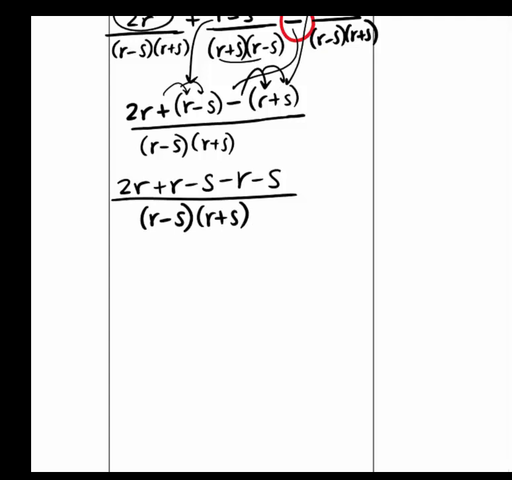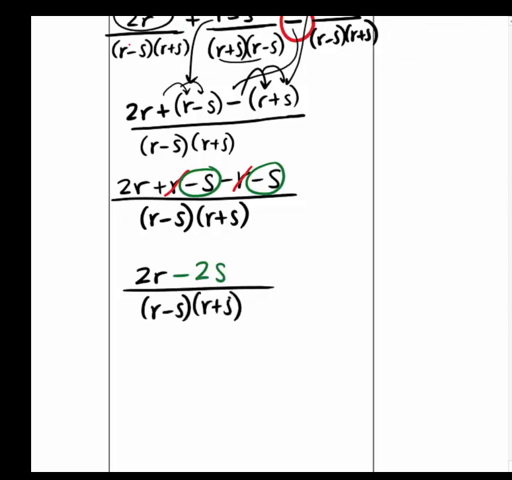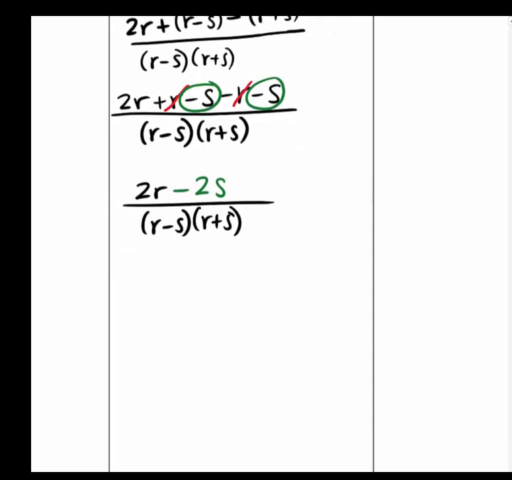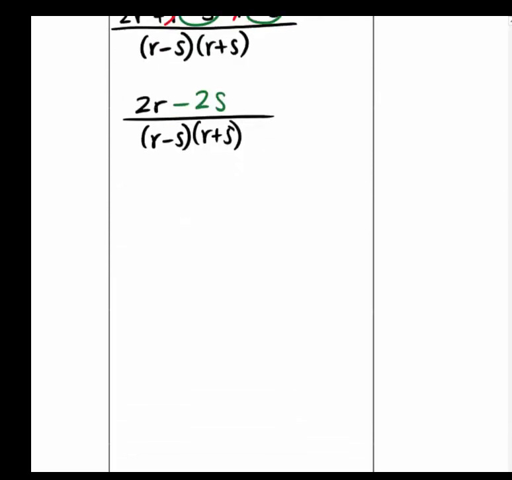We're almost done. Now we just have to combine like terms. In the numerator, I noticed that the r's cancel here. R minus r is nothing. So there's really only that 2r, the only r left in the numerator. The s's I was thinking might cancel, but they don't. Negative s and negative s make negative 2s. And the denominator is exactly the same. R minus s, r plus s. Whew! So we've added our rational expressions, or our fractions, if you want to think of them as fractions.